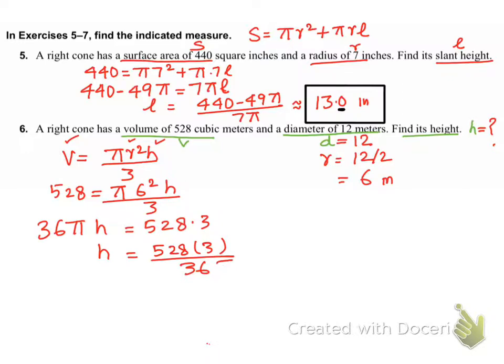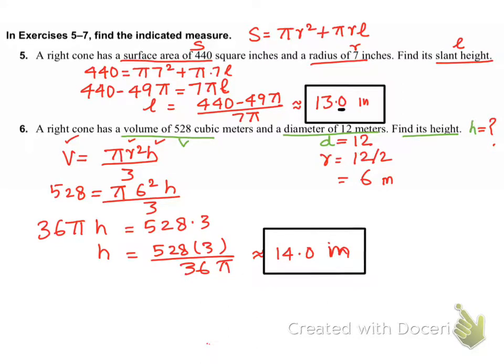It's a 36 pi. Now you just have to plug it in, and when you solve it, you're going to get to the nearest tenth 14.0. It is in meters. Sorry, it's not in inches, it's in meters. All right, that's your final answer.